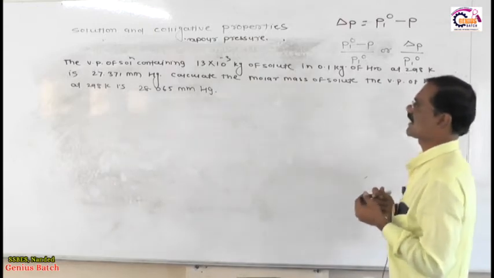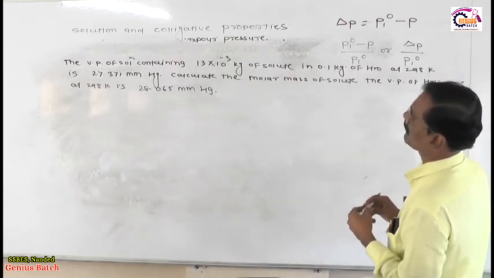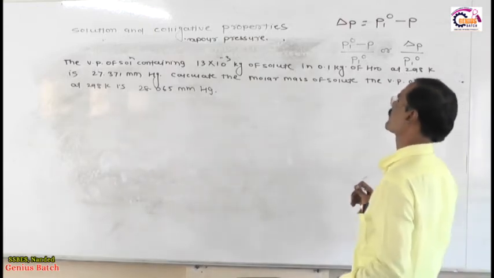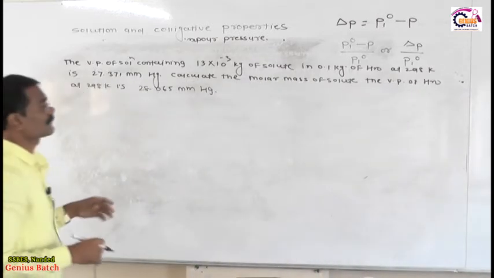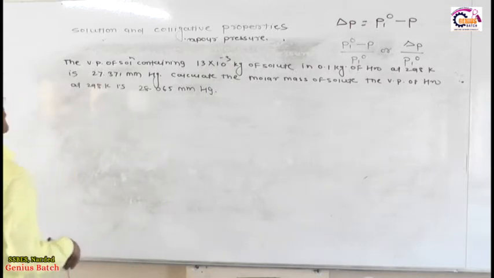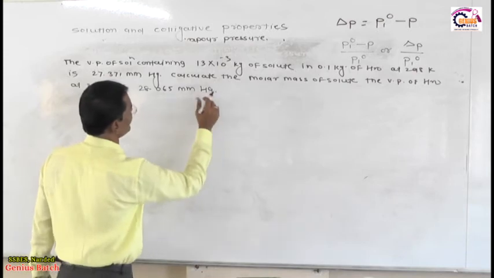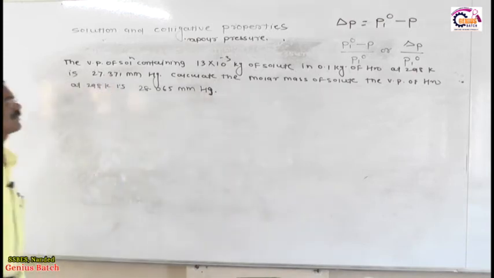These are very interesting and very important phenomena. The vapor pressure of a solution containing 13 into 10 raised to minus 3 kilogram of solute in 0.1 kilogram of solvent water at 298 Kelvin is 27.371 mm of mercury. Calculate the molar mass of solute. The vapor pressure of water at 298 Kelvin is 28.065 mm of Hg.